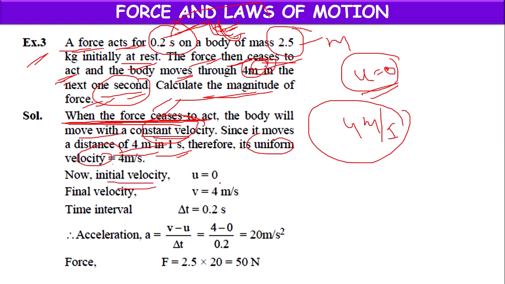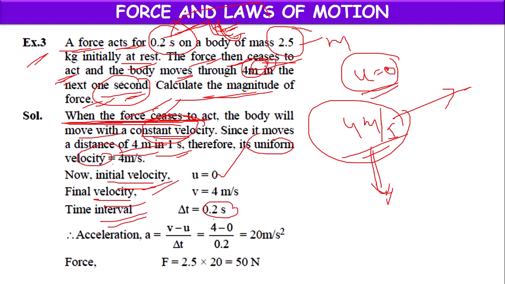But here the initial velocity is 0. The final velocity, after 0.2 seconds, is a uniform velocity of 4 meters per second. So why is the velocity uniform? Because the force ceases to act. So we can take it as the final velocity. The time interval is 0.2 seconds.